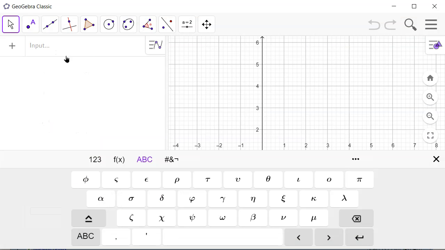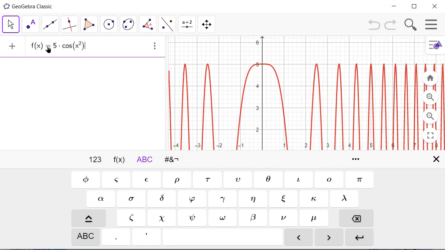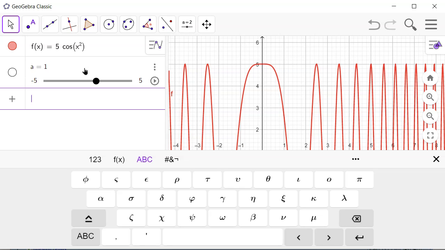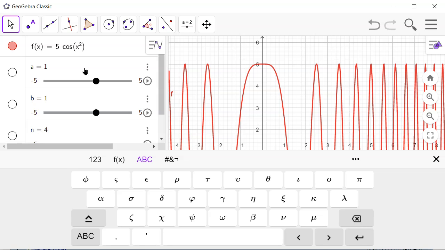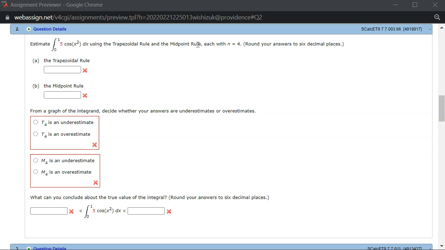First we need to define the function. The function was, I think, 5 times cosine of x squared. Right, so we got that. The lower limit was 0, so a is 0, and b is 1, I believe. N is 4. Let me double check. All right, so the lower limit is 0, the upper limit is 1, and n equals 4. We got those correctly.